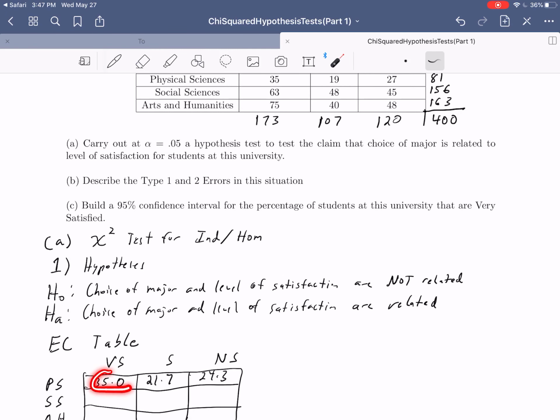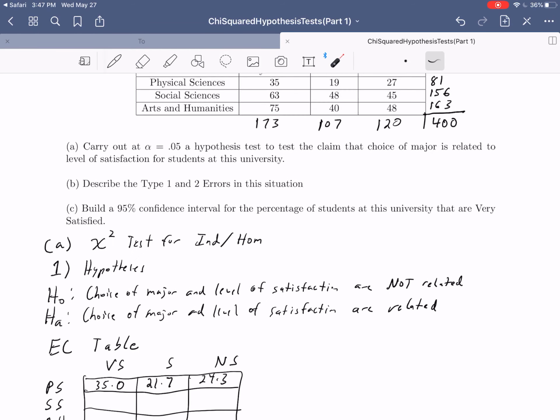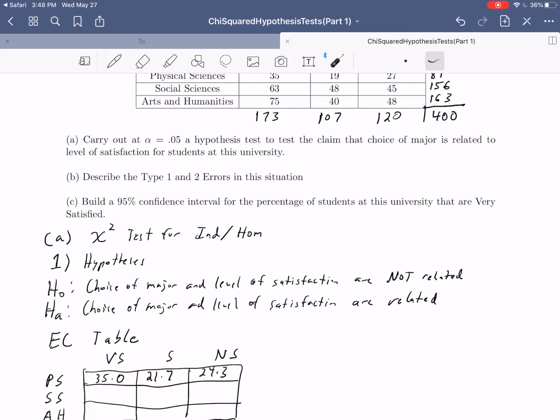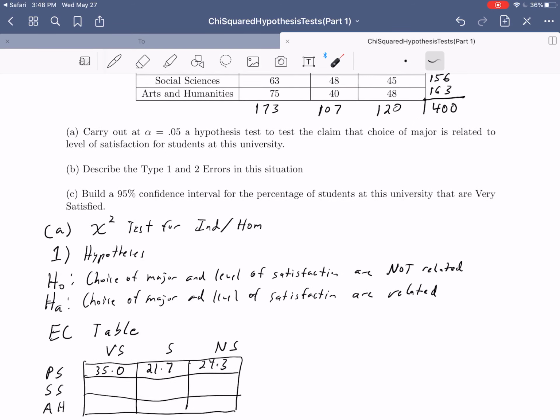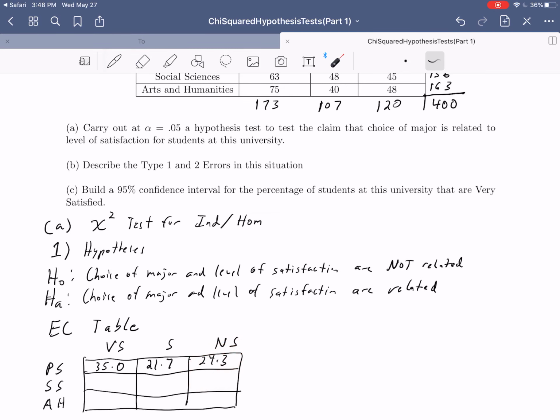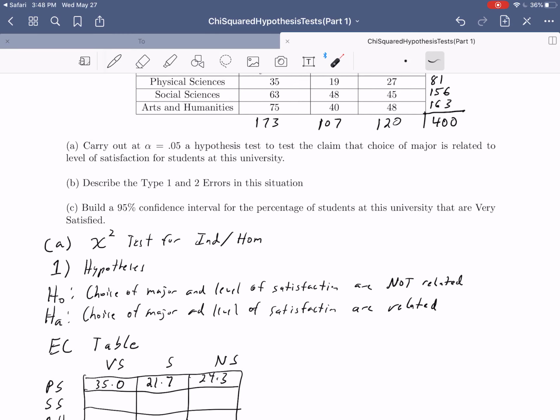So we were expecting 35 of the physical sciences students to be very satisfied. Notice that that matched very much what we saw. We were expecting 21.7 to be satisfied. We only saw 19, so a very slight difference. And for not satisfied, we were expecting 24.3, and we actually got 27. We're not saying that we expected a different amount of physical science students overall. We're saying that we expected that they might be distributed differently. That's what we're really looking at here.